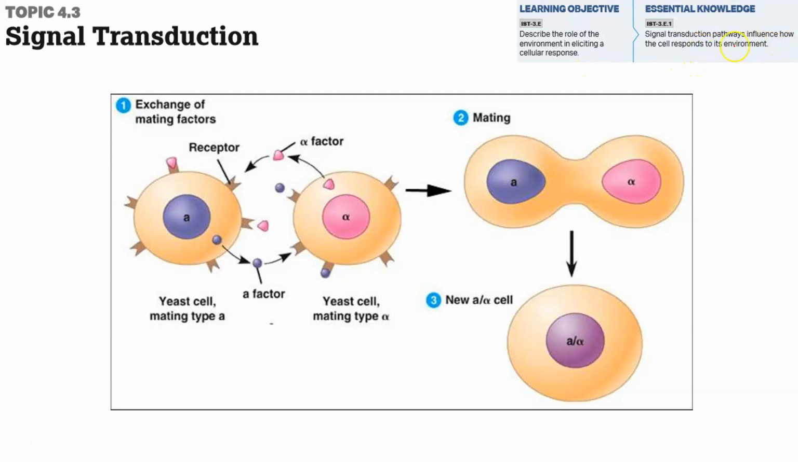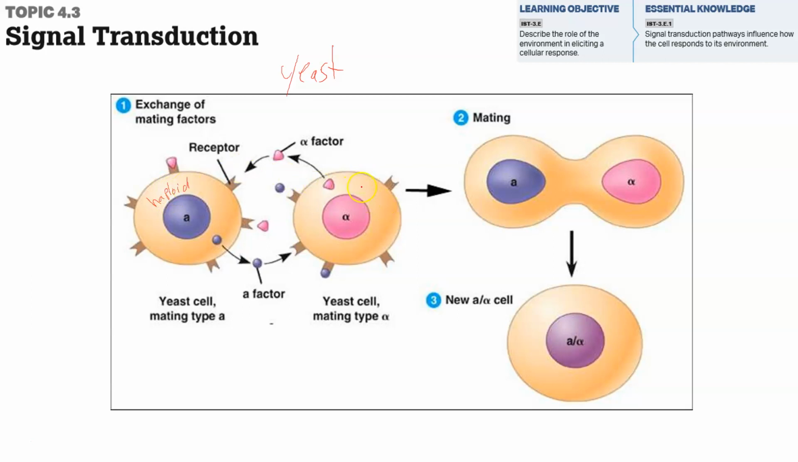Signal transduction pathways influence how the cell responds to its environment, and this is very true. These are yeast here, right? And I do want you to understand this basic process right here because we are going to witness this in the classroom. We are going to have an experiment with yeast.